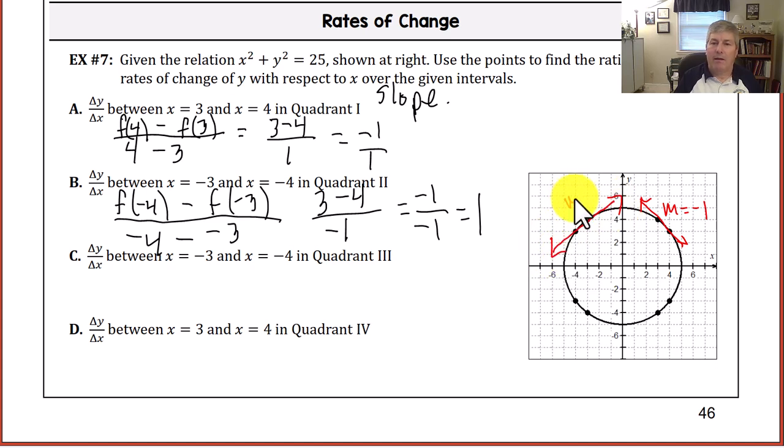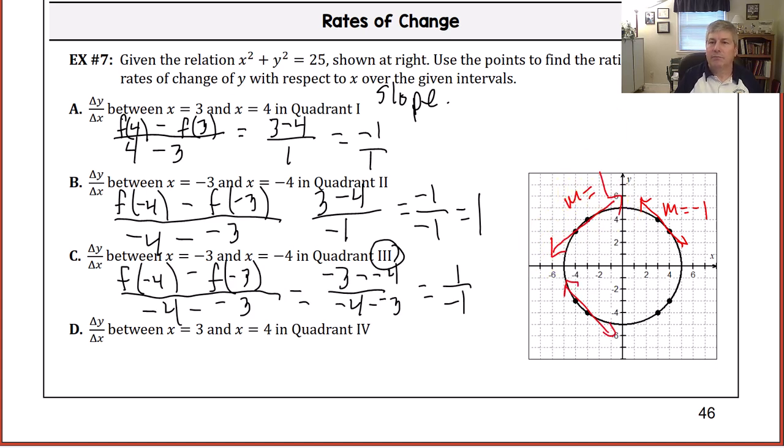Repeating the process for C, f of negative 4 minus f of negative 3. But in quadrant 3, our y values then are negative 3 minus negative 4 all over negative 4 plus 3. And here we get a slope of negative 1 between those 2 points. And then we'll wrap up with doing the fourth quadrant in D here.